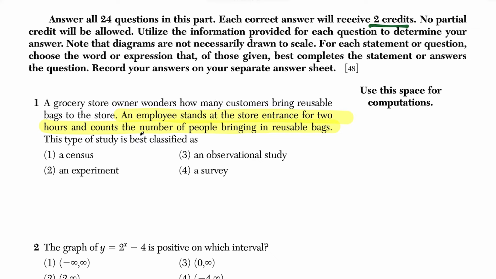So this person is just making an observation. This is an observational study. Okay, so this is going to be our solution. It's not a survey because they're not actually asking these customers questions. It's not an experiment because they're not modifying the environment in any way. And it's not a census because we're not accessing any data that already exists. A census is way more formal than an observation. So it's not choice 1, definitely choice 3.